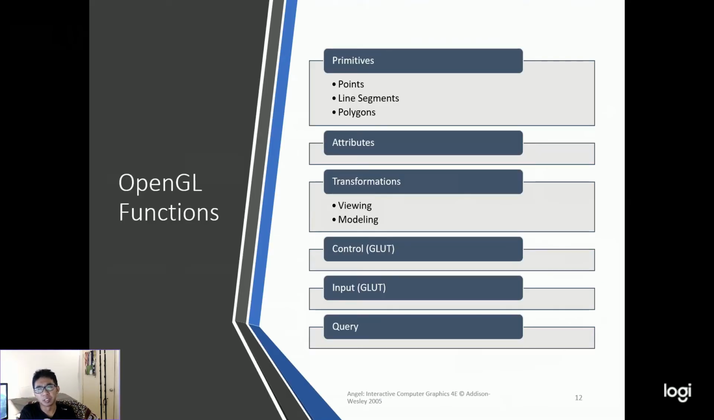And what are the functions in OpenGL? In this slide, of course, it has primitives to generate points, create line segments, and polygons, and then it has attributes, where we set the attributes of the objects. The third one is transformation, where we have viewing and modeling. For the transformation we can rotate the object, zoom in and zoom out, and use camera transformation and so on. And then we have control and also input, in order to control the object using the keyboard, mouse, and so on. And also a query.